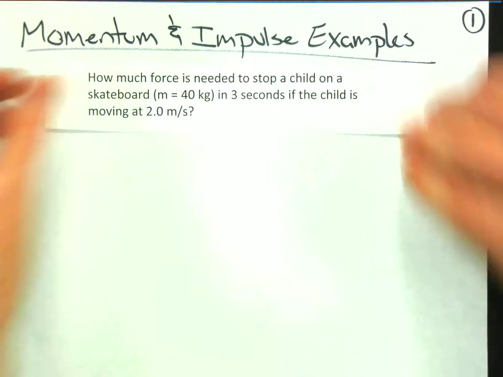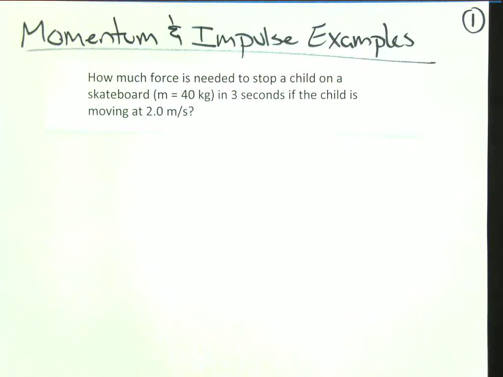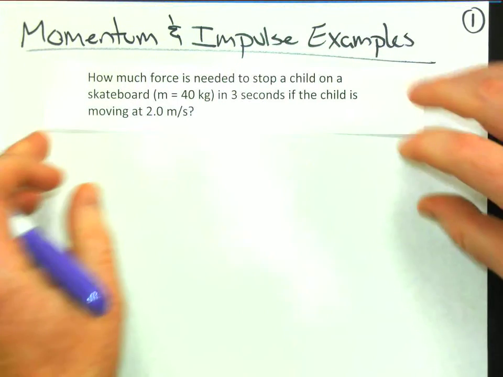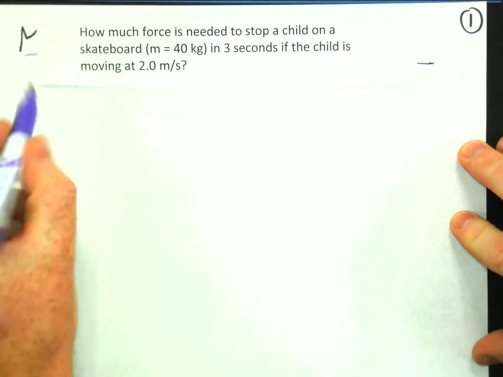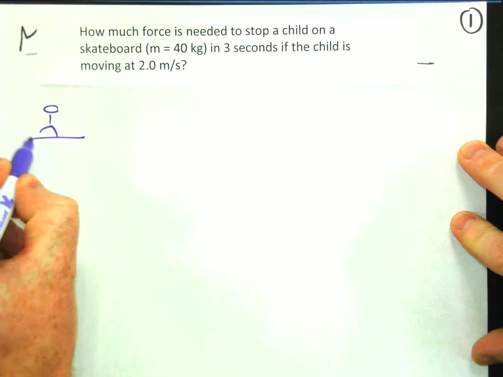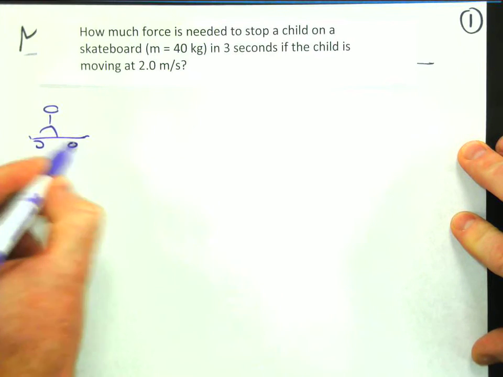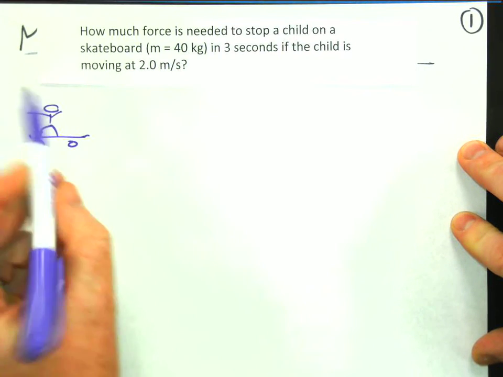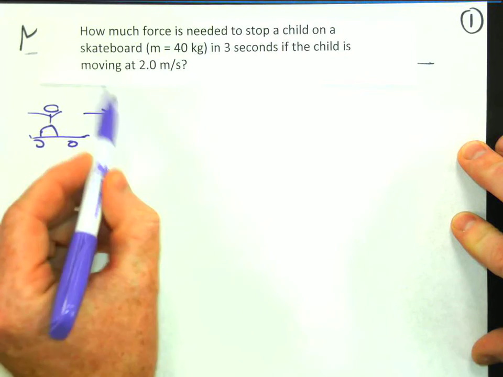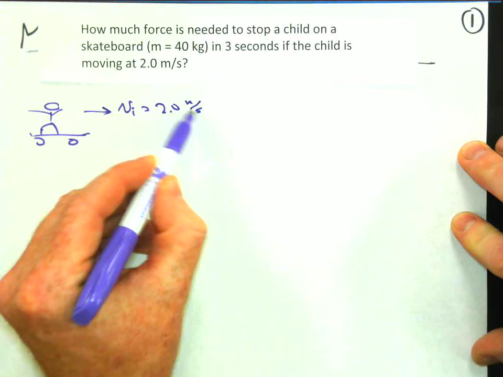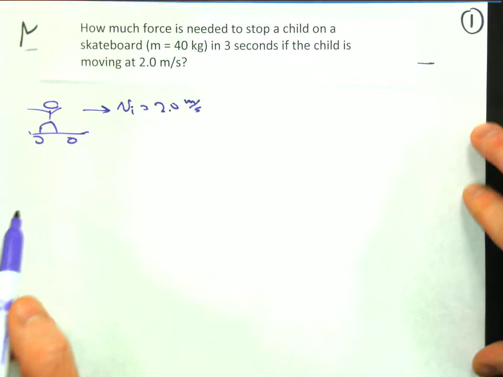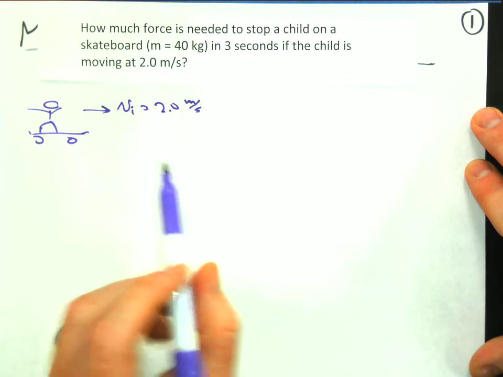Here's our first question. How much force is needed to stop a child on a skateboard in 3 seconds if the child is moving at 2 meters per second? What we always do in physics is we draw a diagram. We've got the child, and we have a velocity of 2 meters per second. We're going to stop that child by applying a force.